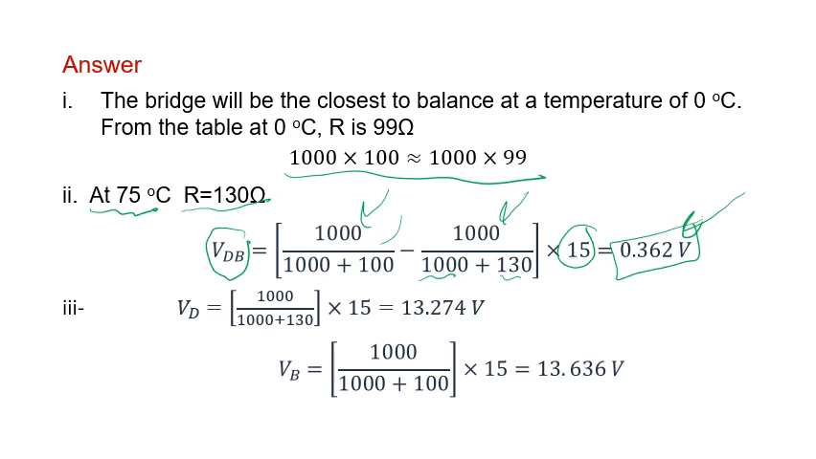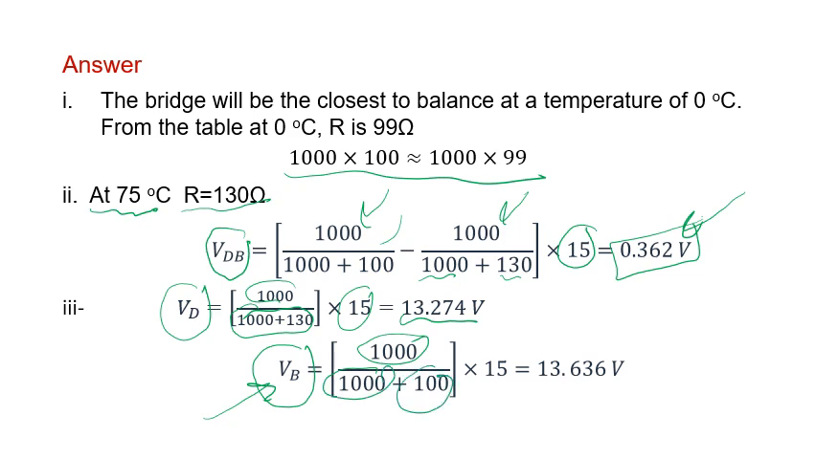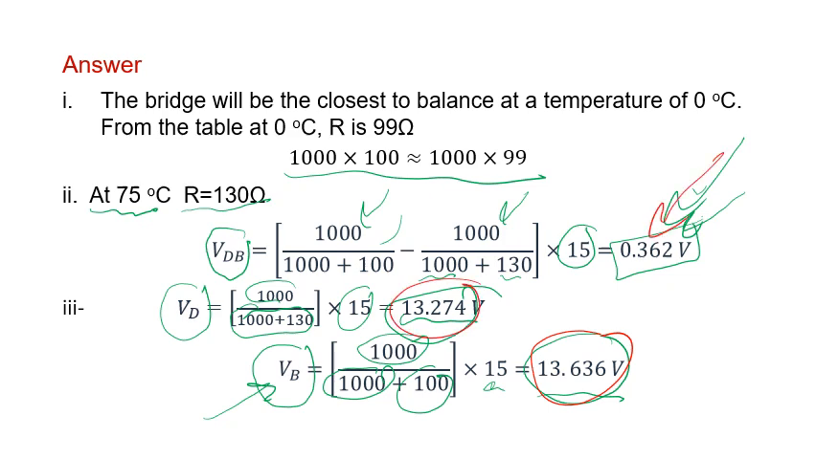Let's go to the other part. When I want to calculate VD and VB, we are going to consider the voltage divider for one side and the voltage divider for the other side. What I mean by that, 1000 over 1000 plus 130 into 15 equal to this value. And here, 1000 over 1000 plus 100, that's the other branch, into 15 equal to this value. Of course, when you subtract this value from this value, it will give me the same answer as calculated earlier.